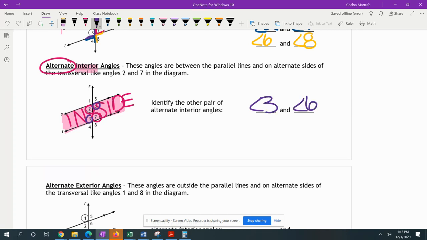So there's also something special about alternate interior angles. They are also congruent.